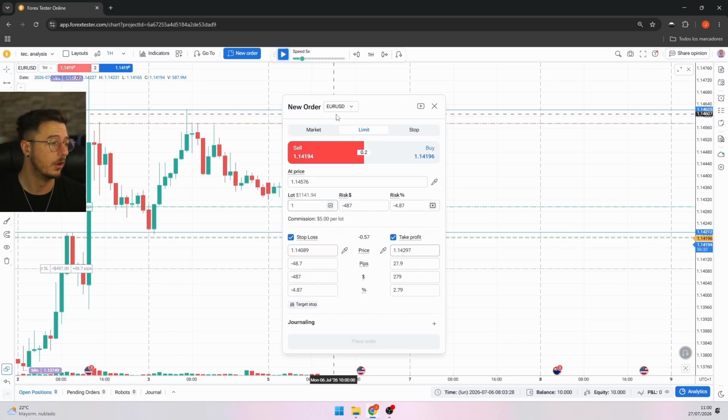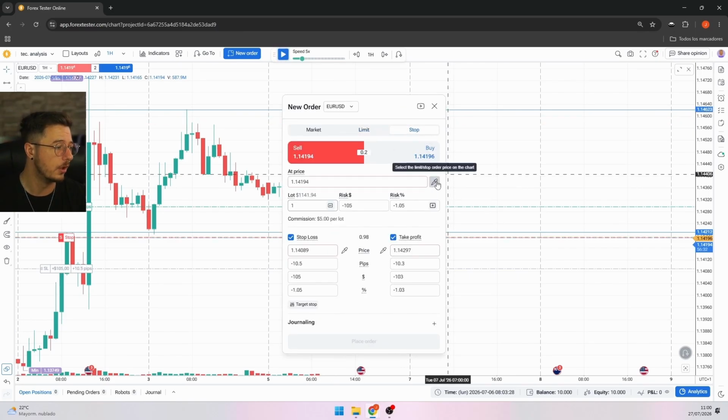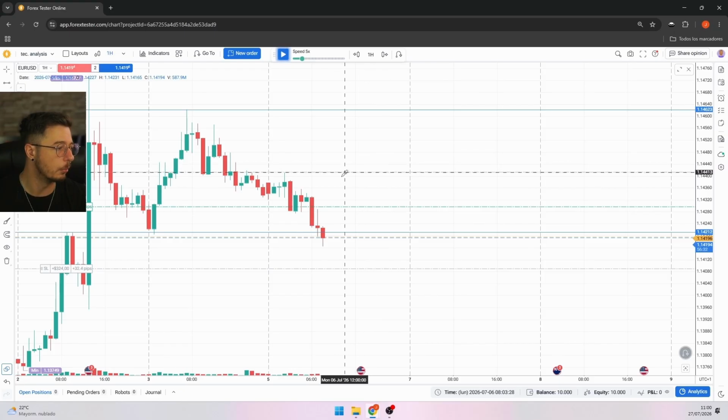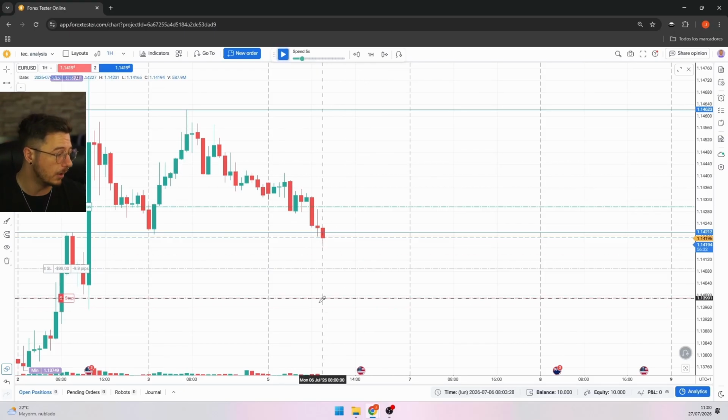So the main difference with the stop levels is that if I place a stop level up here and the price hits the level, it's going to open a buy. And if it comes down below and hits the stop, it's going to open a sell. So the stop is always going to go with the move of the market, and the limit is always going to go against.